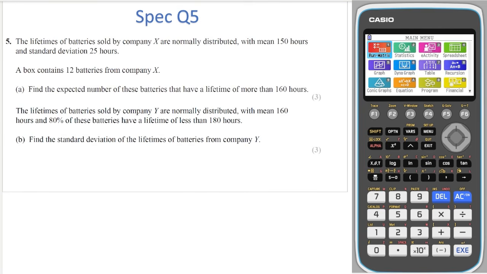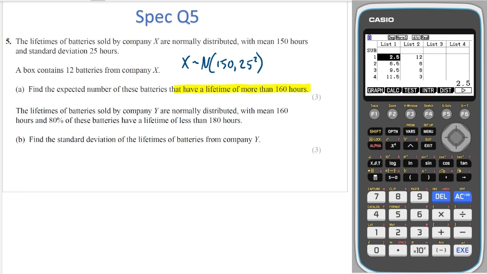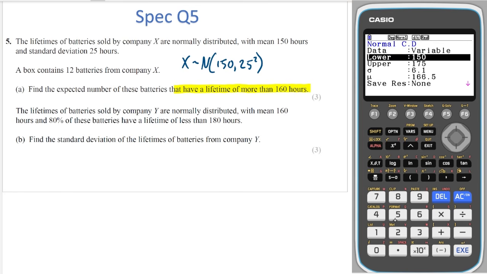Okay, we've got another normal distribution here, and the X variable is distributed normally, 150 with a standard deviation of 25. And we need to work out essentially the probability that a lifetime of the battery is more than 160. So we go to statistics, distribution, normal, CD, and we want the lower to be 160, and the upper we choose just like an arbitrary large number, so just like a huge positive number.